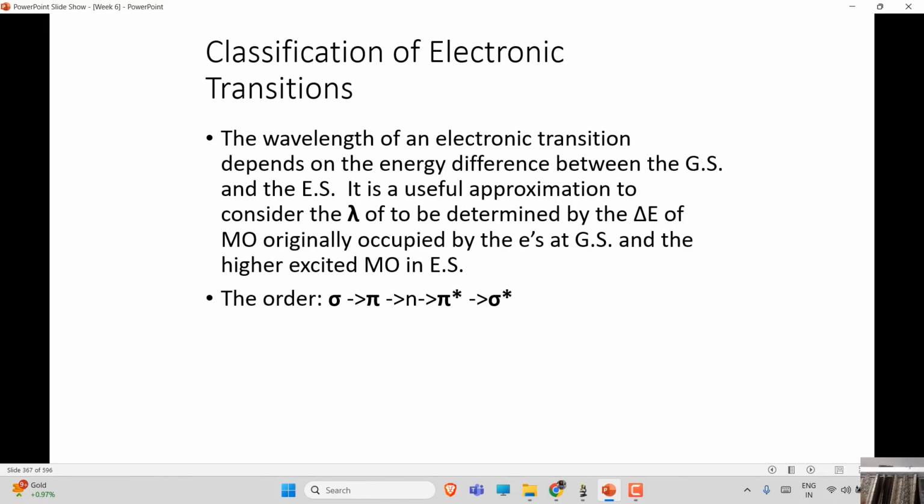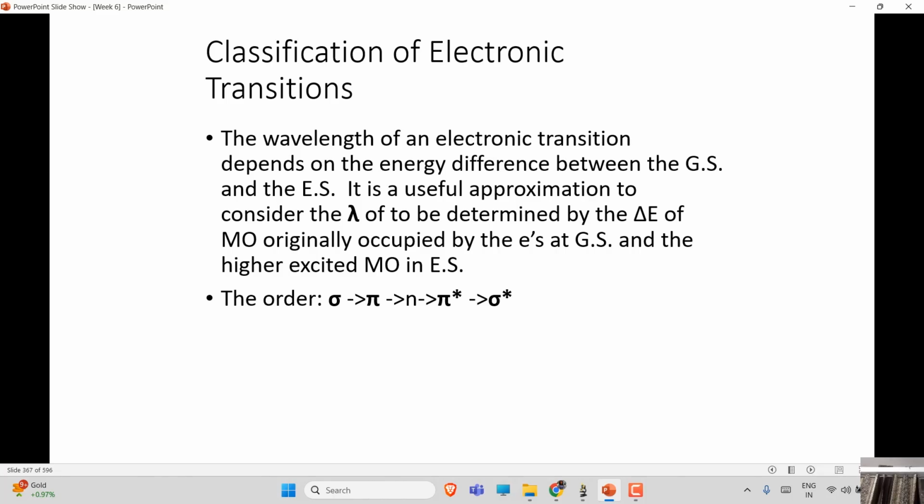Now, the wavelength of an electronic transition depends on the energy difference between the ground state and the excited state. It is a useful approximation to consider the lambda to be determined by the delta E between the MO originally occupied in the ground state and the higher molecular orbital in the electronic excited state.